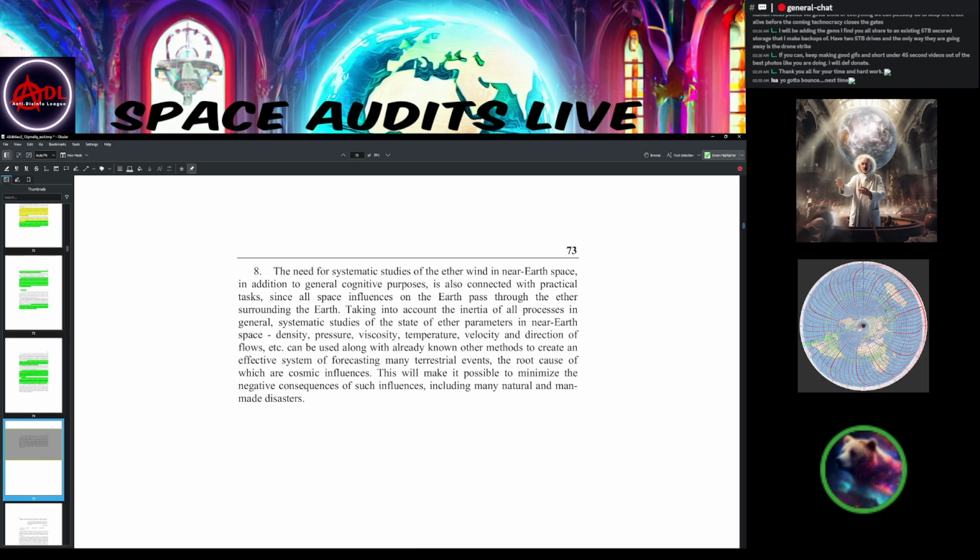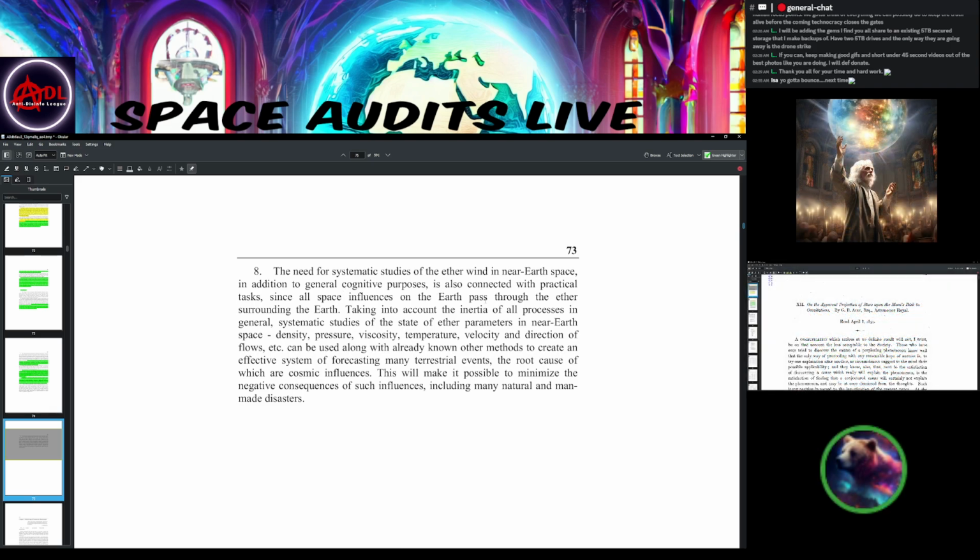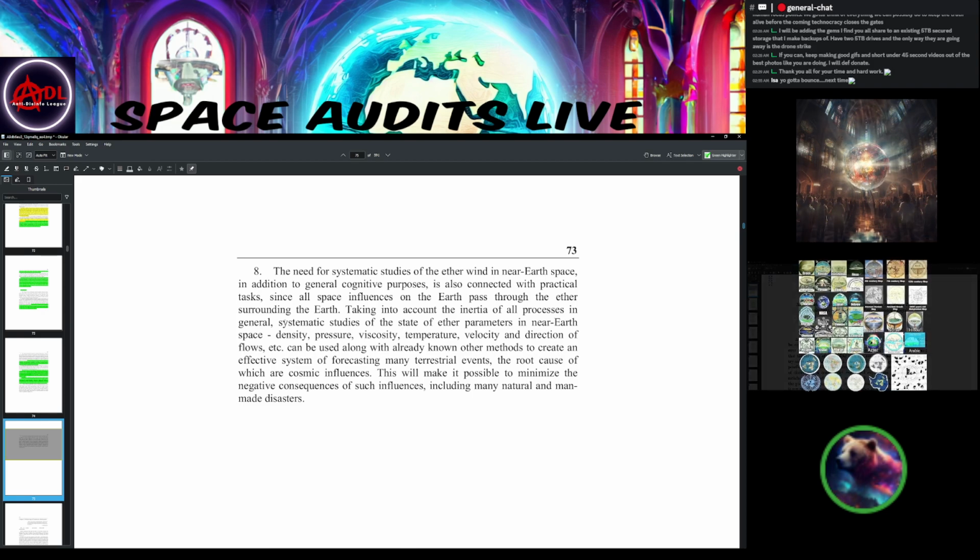8. The need for systematic studies of the ether wind in near space, in addition to general cognitive purposes, is also connected to practical tasks. Since the space influence on the Earth passes through the ether surrounding the Earth, it must be taken into account in the inertia of all processes in general.